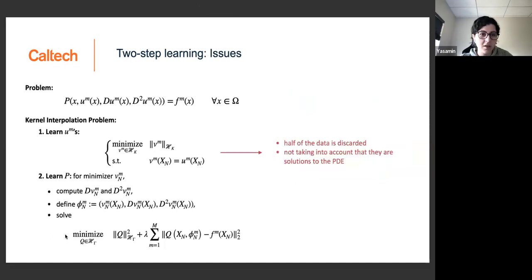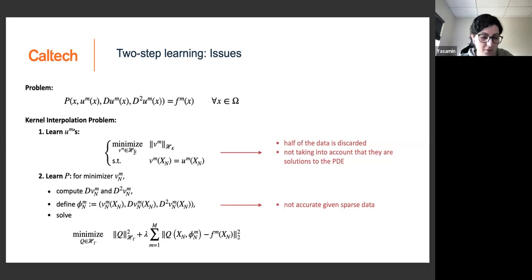Some remarks on this way of approaching things. In the first step, where we're only recovering the UMs, one thing to notice is that, first of all, half of the data here is discarded. So we do not take into account in any way the data that we have on the functions fm. Another remark is that we're not taking into account in any way that these UMs are actually solutions to the PDE. And on top of that, as I said, we were mainly interested to see what happens when we have sparse or poor data.